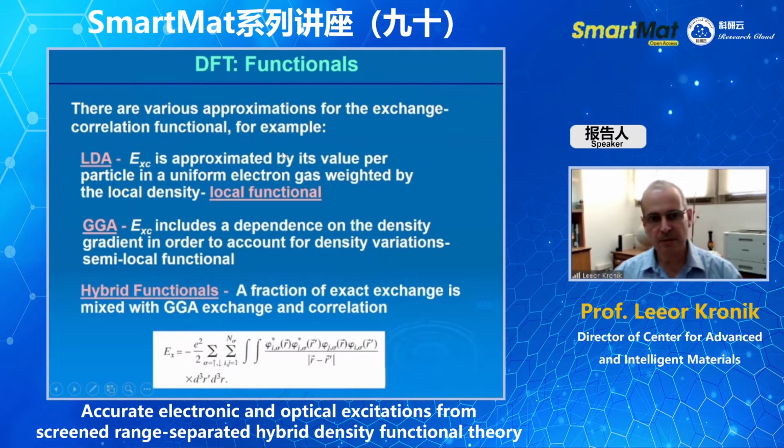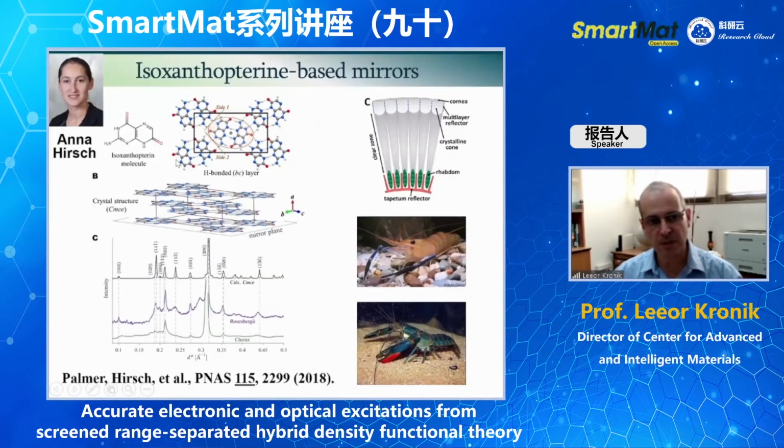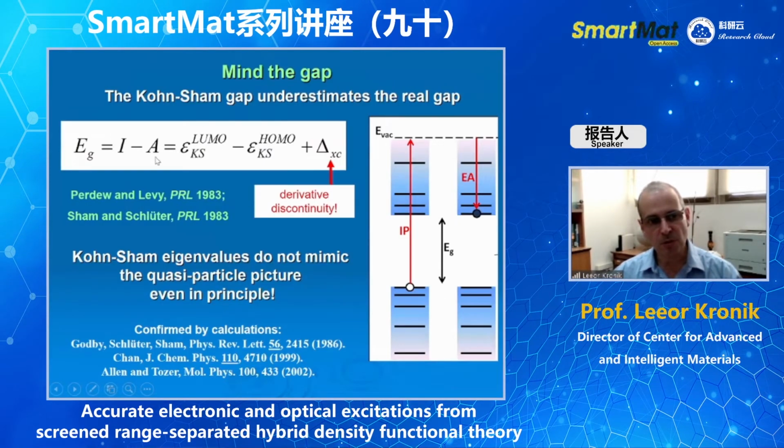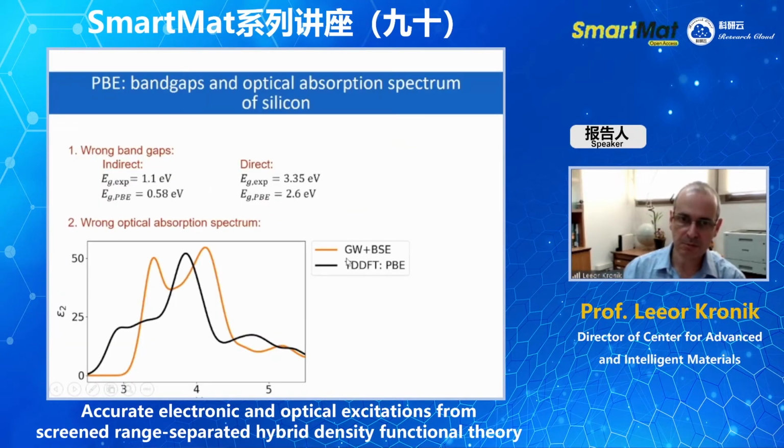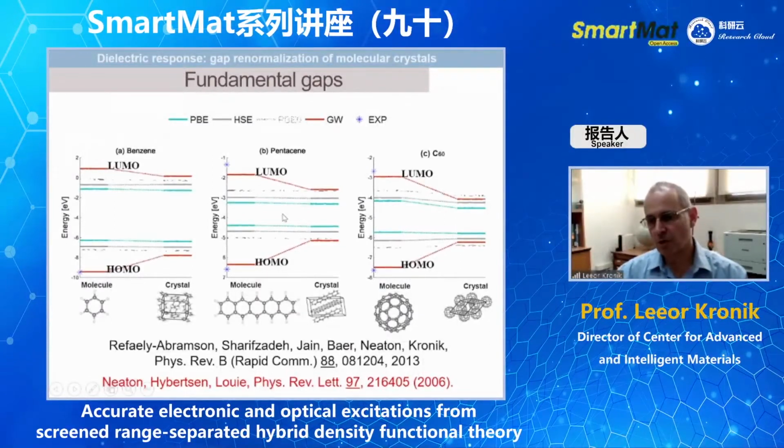So then that's the problem. The problem is that minus epsilon HOMO really is the ionization potential, but epsilon LUMO is not the electron affinity because it's missing this derivative discontinuity. And that's why the gap comes out to be incorrect in principle. Okay, so how do we work with it?